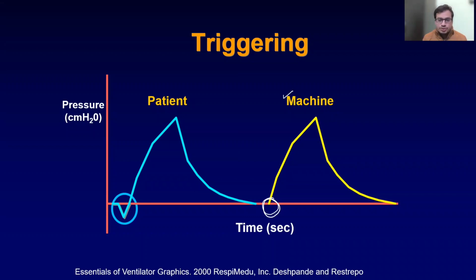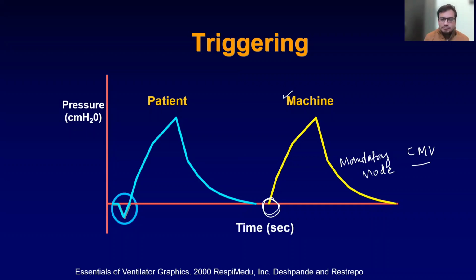Machine triggering is used in mandatory mode of mechanical ventilation. Okay, so previously when ventilator science was started, all the modes were compulsory mandatory modes of mechanical ventilation. Later they were called CMV, continuous mandatory ventilation. So in those modes the machine was triggering according to the time of the breath.